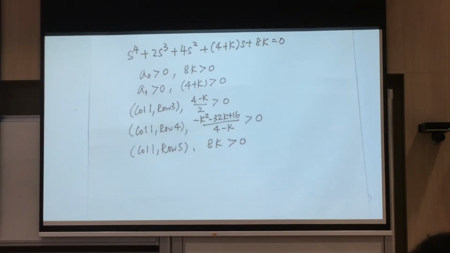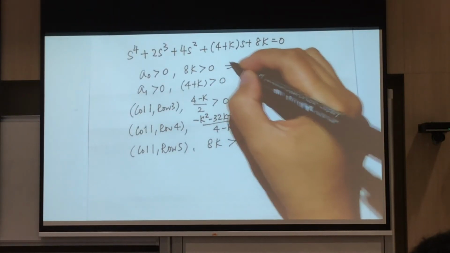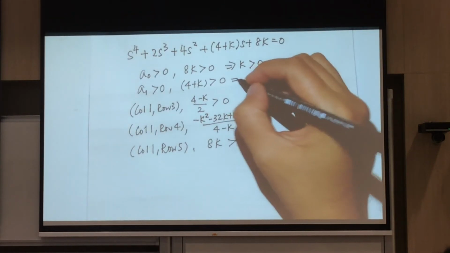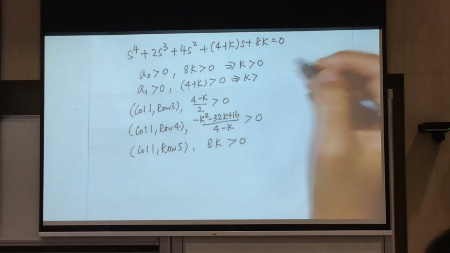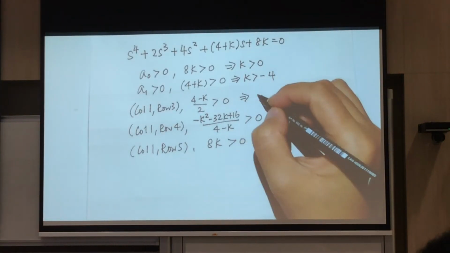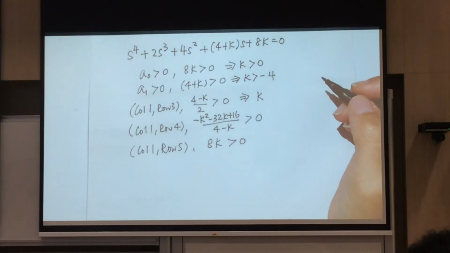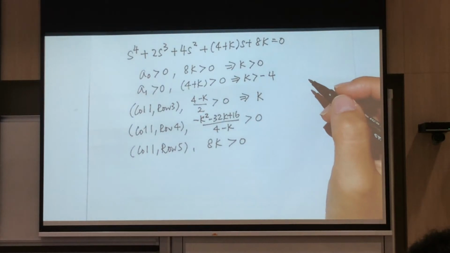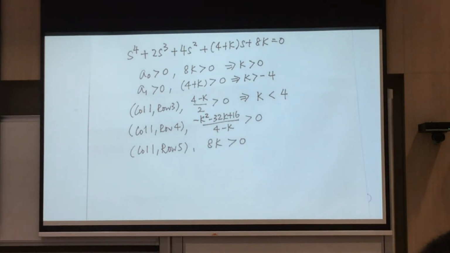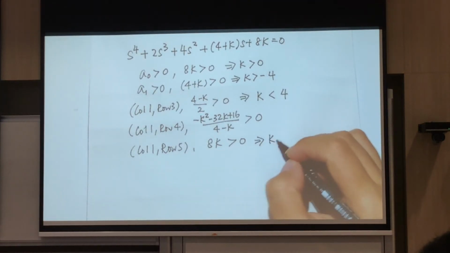Okay, now simplify. K bigger than 0, A bigger than 0. This one says K less than 4. This one is straightforward, K bigger than 0.